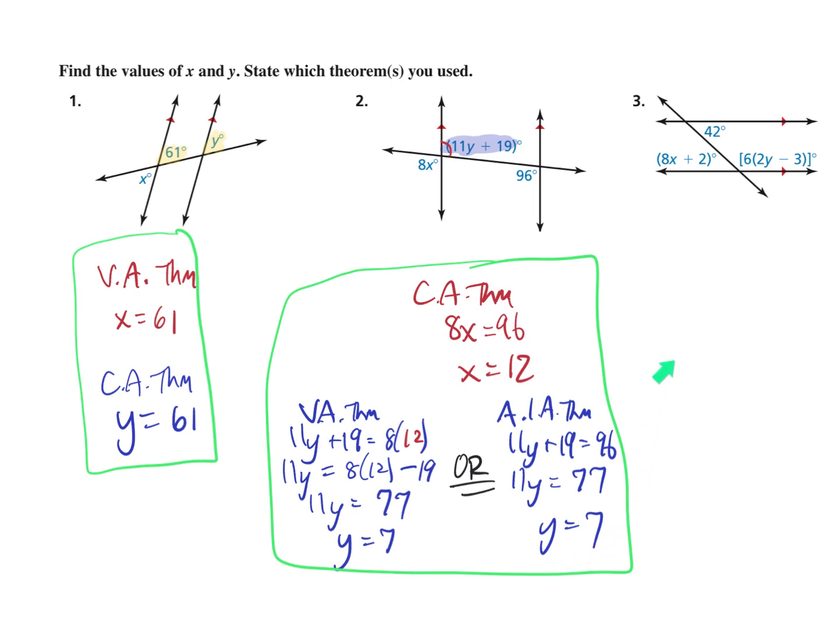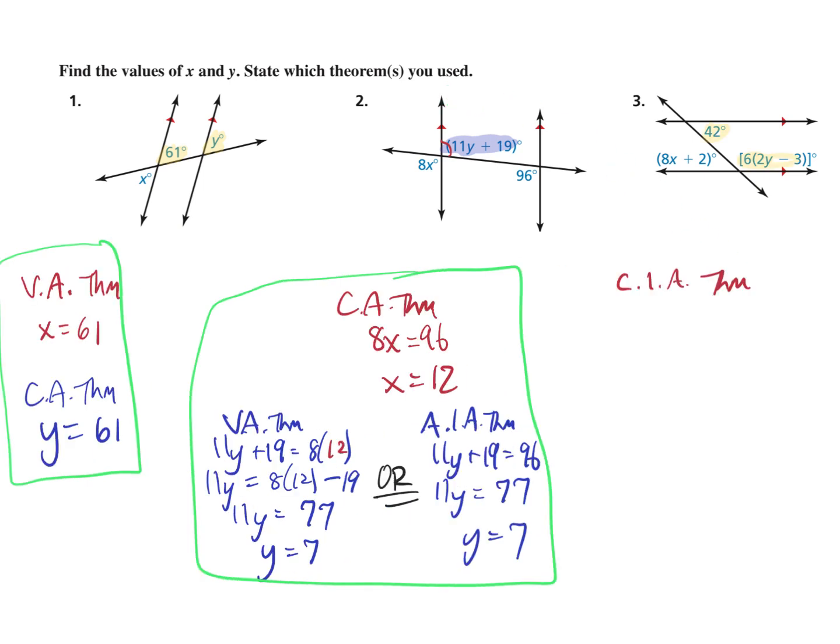All right, finally, number 3. Let's find x and y and state the theorems that we used. We might start with the consecutive interior angle theorem. These consecutive interior angles must add up to 180 since these lines are parallel. So the sum of these two angles is 180.